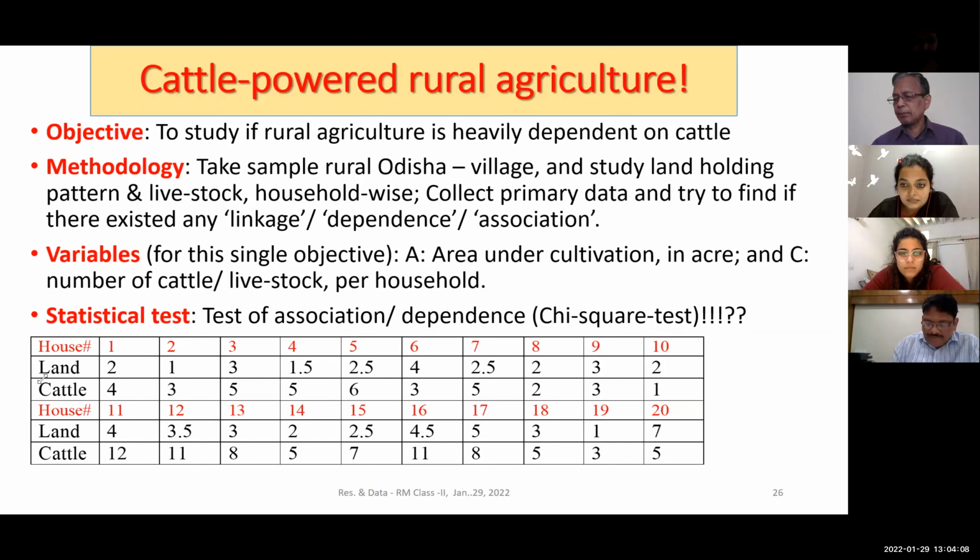Just to save time, I would have given you this as an exercise, but we are running short of time. Let me do it for you manually. How should we do it? Can you all take a screenshot of this data? All of you, please.